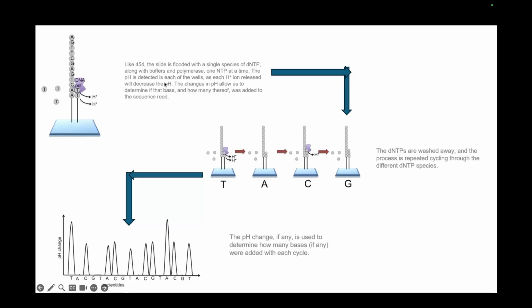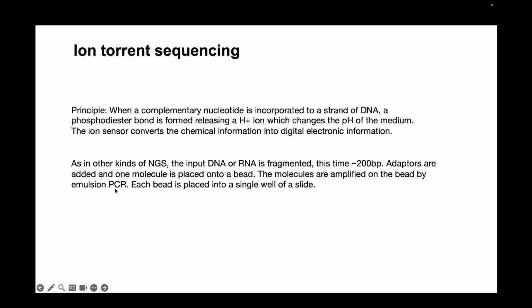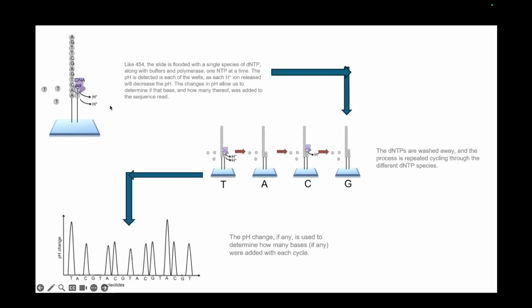The pH is detected in each of the wells, as each hydrogen ion release will decrease the pH. This change in pH will allow us to determine if that base, and how many of them, were added to the sequencing read. So you have a plate like this, at the bottom of the well you have the original DNA sequence. On that, you add the dNTPs and you add the polymerase. So it will add one dNTP.